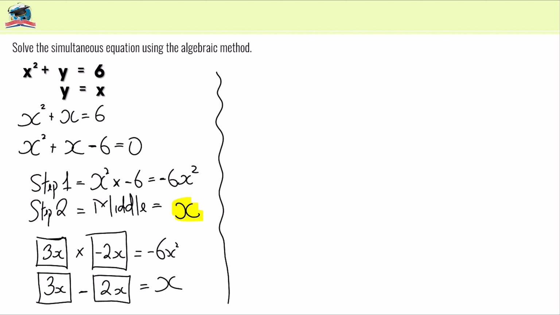We've got x squared plus x minus 6 is equal to 0. That's where we started from. Now we've got our two values, which is 3x multiplied by minus 2x. So we're going to replace this now, because that is x. It's got a coefficient of 1. So it's just 1x, but you don't put that 1.